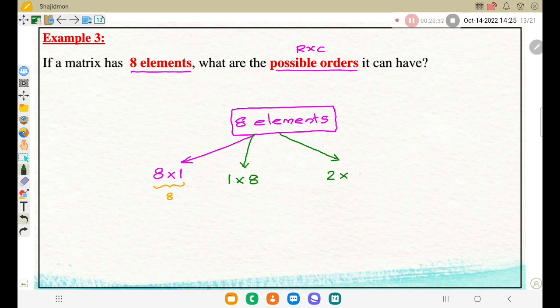Now what is the next one we can do? A 2 by 4 matrix is possible, because 2 multiplied by 4 is 8. And in the same way 4 by 2 is possible, correct? A 4 by 2 matrix is possible, because 4 multiplied by 2 is also 8. Now you can think about whether any other order is possible or not. So this is the idea of how to write the possible orders. So 8 by 1, 1 by 8, 2 by 4 and 4 by 2. These are the possible orders of that matrix. Hope you understood.